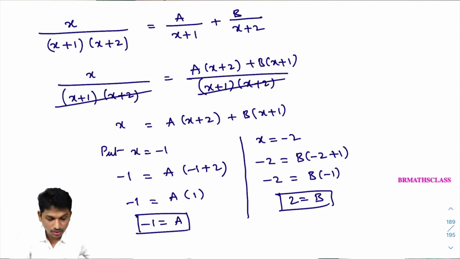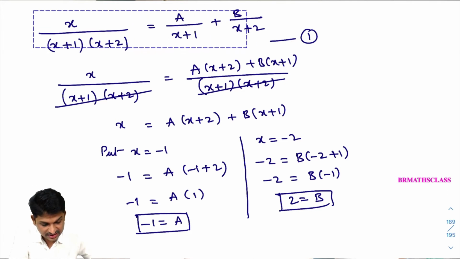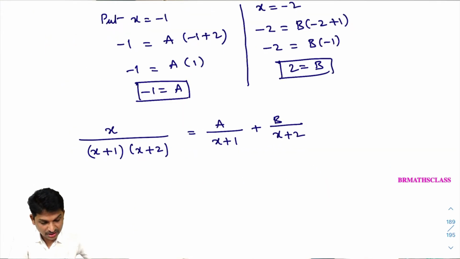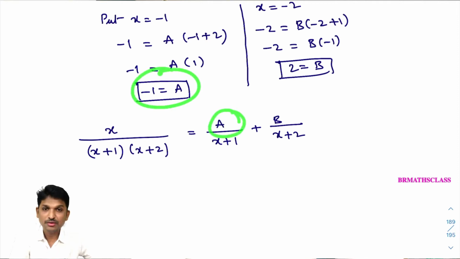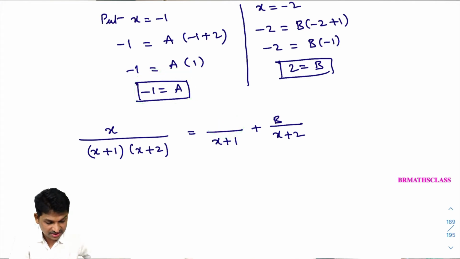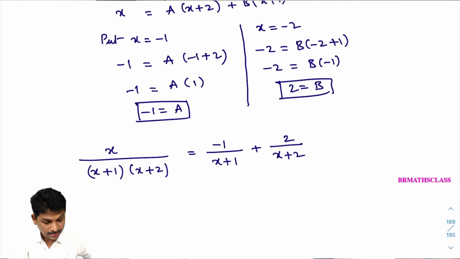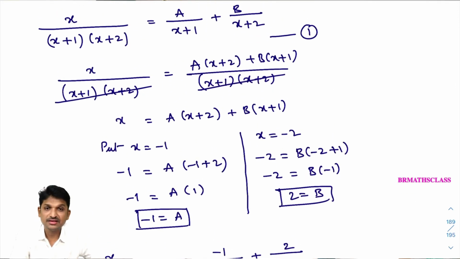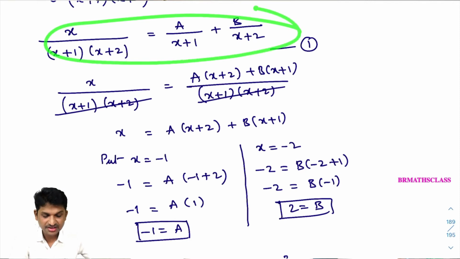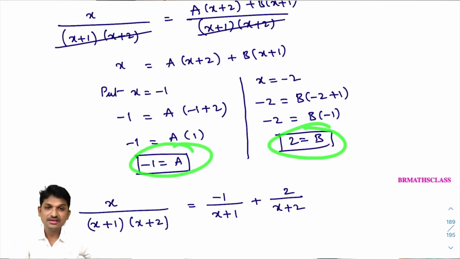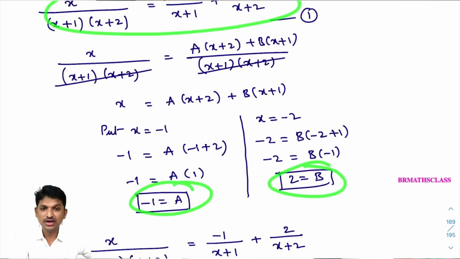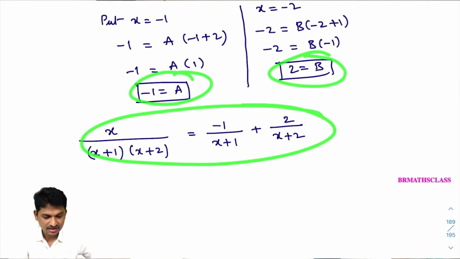I got it. Now you observe, I'll take this as equation 1. In equation 1, what is the a value? Look here, what is the a value I got? Minus 1. So I'll replace a with minus 1. Now what is b? b I got as 2, so I'll replace b with 2. This is equation 1. I am substituting this a value and b value in equation 1. Look here, I got it like this.